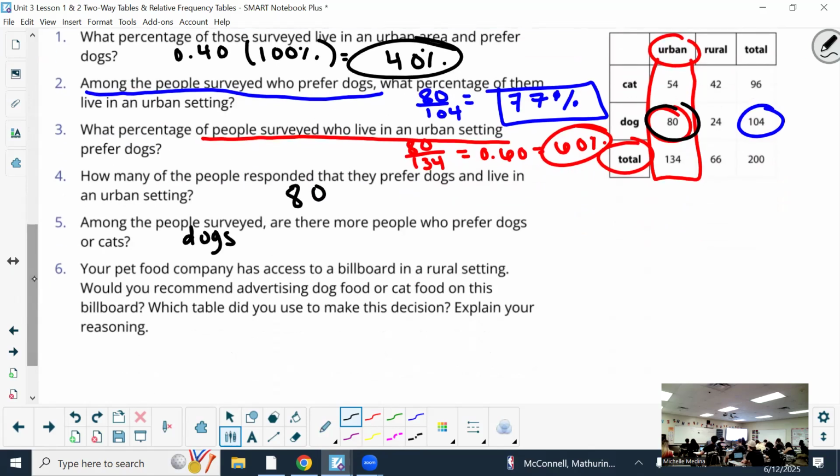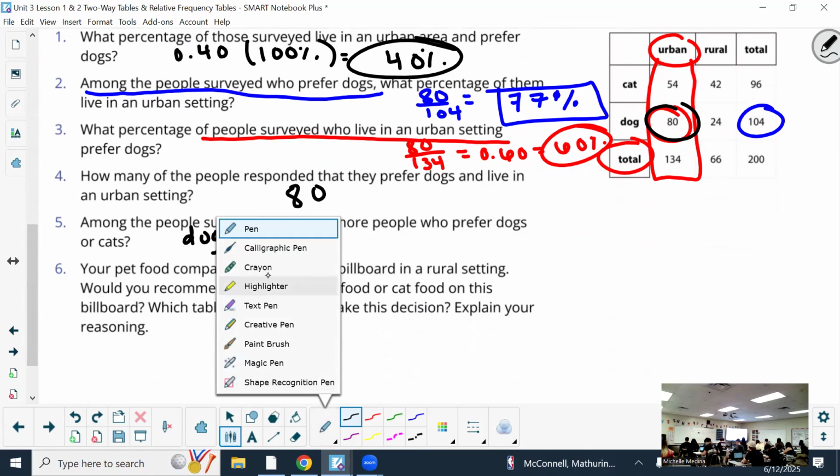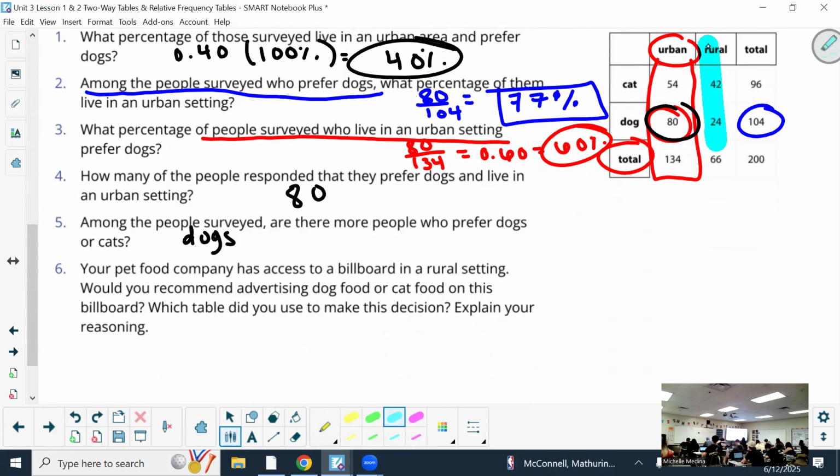And then your pet food company has access to a billboard in a rural setting. So let's highlight the column for the people that live in a rural area. Right here. Would you recommend advertising dog food or cat food? Because it's significantly more, right? Even though overall they prefer dogs, in the rural settings, they prefer cats. So you would say cat. Good, any questions?